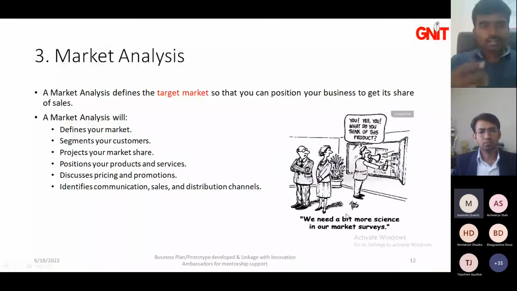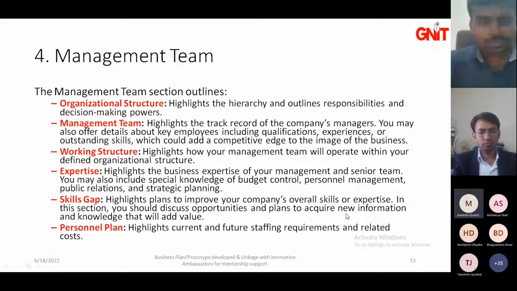Next comes the management team. The management team will have the organizational structure. For example, in our college we have the director, principal, vice principal, then HODs, professors, associate professors, assistant professors, like that. That is the organization. So this is the hierarchy.